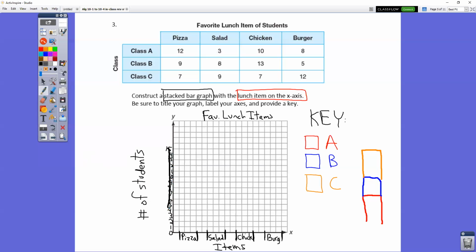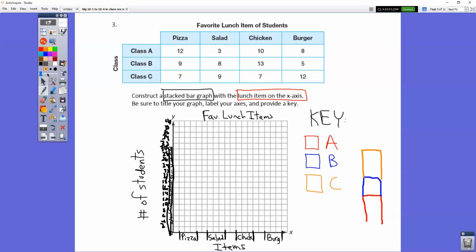Let's count by 2s instead. Sorry about this. This is 2, 4, 6, 8, 10, 12, 14, 16. That'll be enough. No, it won't be. 18, 20, 22, 24, 26, 28, 30, 32, 34, 36, 38, and 40. Let's see if that's going to be enough.